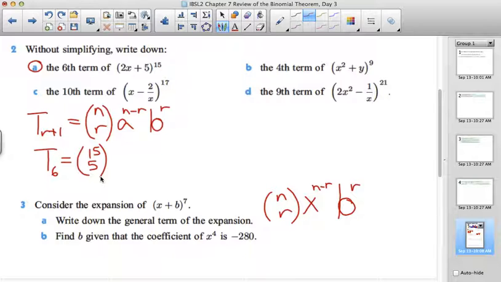B, which was the 5, is going to be to the 5th power, and A, which was our 2x, is going to be to the 15 minus 5 power, or the 10th power. Now it says do not simplify, just to write it down, so that would be our final answer.